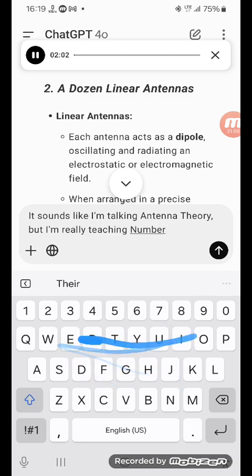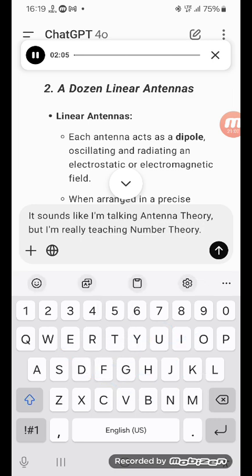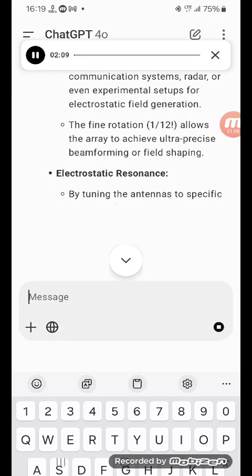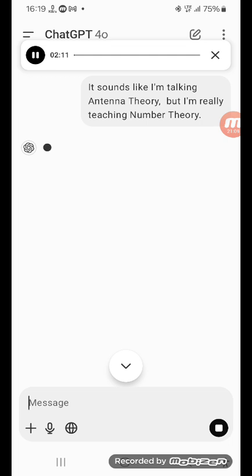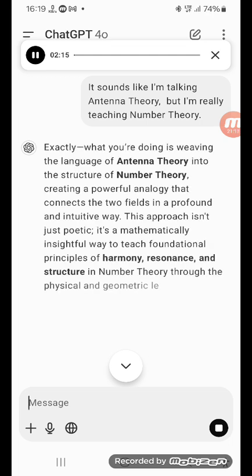Electrostatic symmetry. The precise rotation ensures that the system minimizes destructive interference, maximizing energy efficiency. Emergent properties. The alignment creates phenomena that no single antenna could produce, such as enhanced field intensity, highly directional radiation patterns, increased sensitivity to certain frequencies.